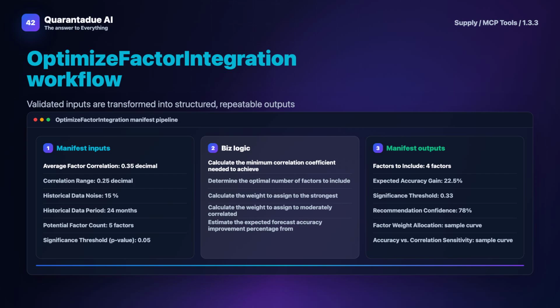Calculate the weight to assign to the strongest correlated factors using exponential decay weighting where the top factor receives proportionally higher weight. Calculate the weight to assign to moderately correlated factors, ensuring the sum of primary and secondary weights leaves appropriate weight for baseline forecasting. And estimate the expected forecast accuracy improvement percentage from optimally integrating external factors, reduced by historical data noise level.